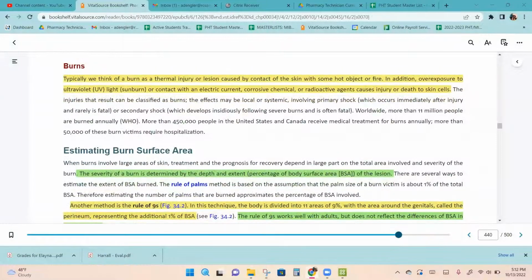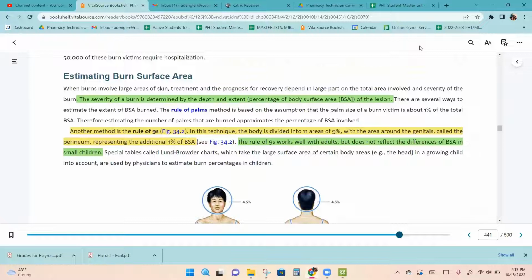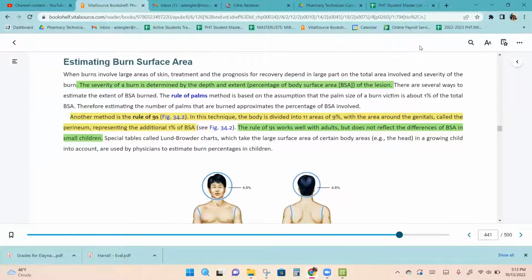Typically, we think of a burn as a thermal injury or lesion caused by contact of the skin with some hot object or fire. In addition, overexposure to UV light, sunburn, or contact with an electric current, corrosive chemical, or radioactive agent can cause injury or death to skin cells. When burns involve large areas of the skin, treatment and the prognosis for recovery depend in large part on the total area involved and severity of the burn. The severity of the burn is determined by the depth and extent, the percentage of body surface area, the BSA of the lesion.